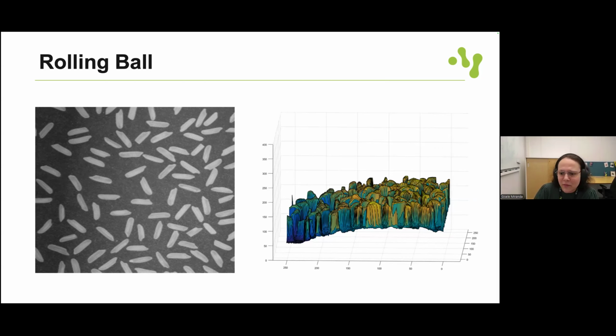And here it's also another representation. It's just a 3D plot of the intensities for each pixel. So for each pixel in this image, the height represents the intensity. So we can see the trend here, right, from left to right.